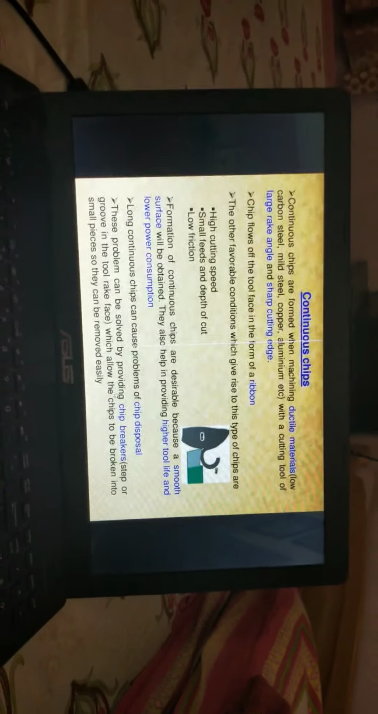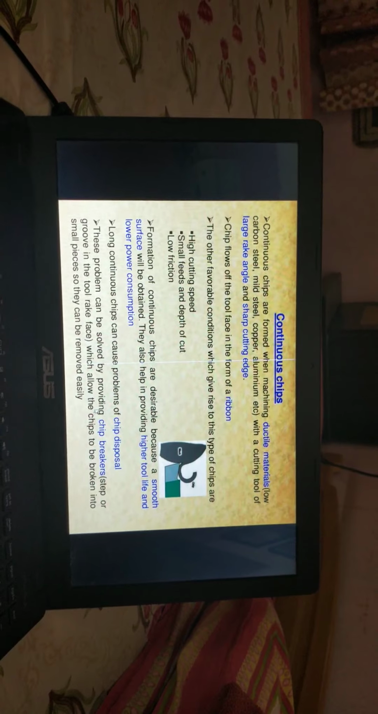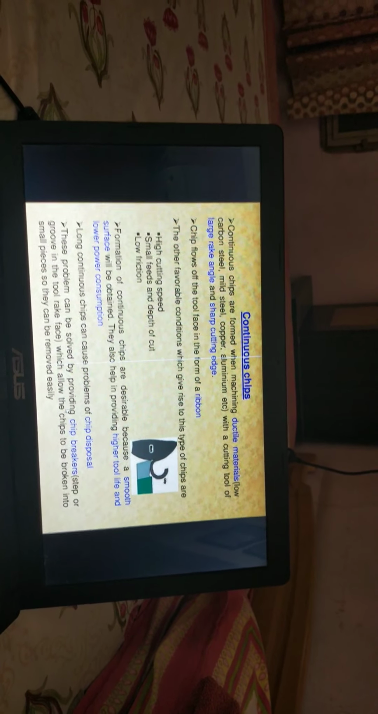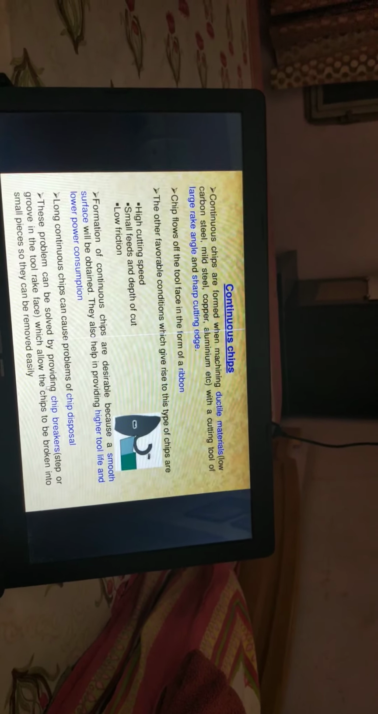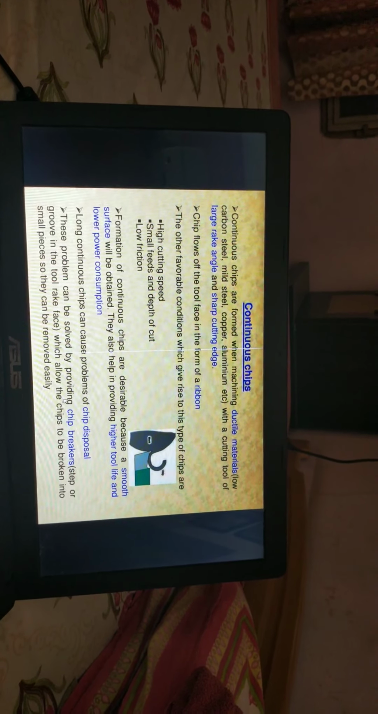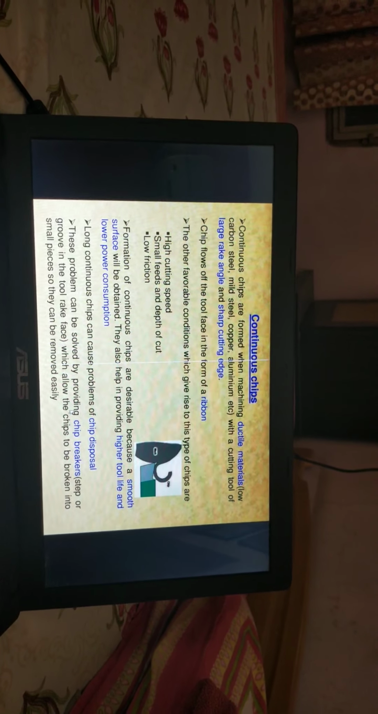Continuous chips are formed when machining ductile materials, that is low carbon steel, mild steel, copper, with a cutting tool of large rake angle and sharp cutting edge. The chip flows over the tool face in the form of a ribbon. The favorable conditions which give rise to this type of chip are high cutting speed, small feeds, small depth of cut, and low friction.